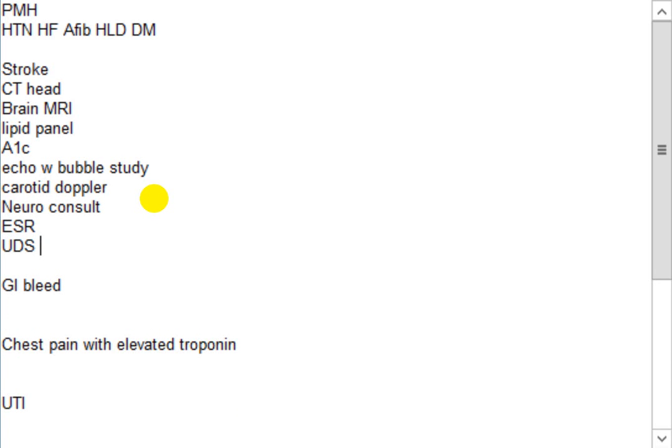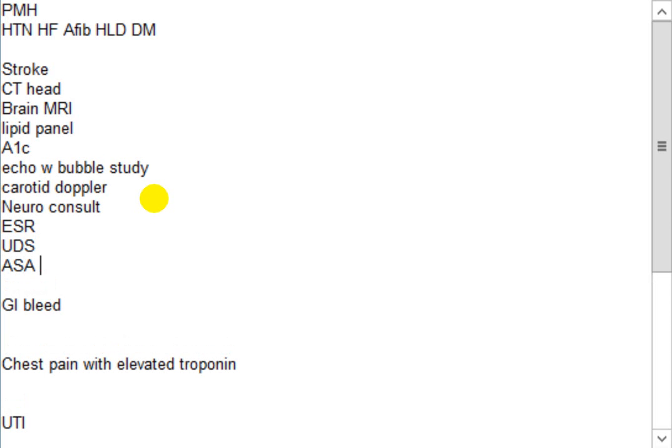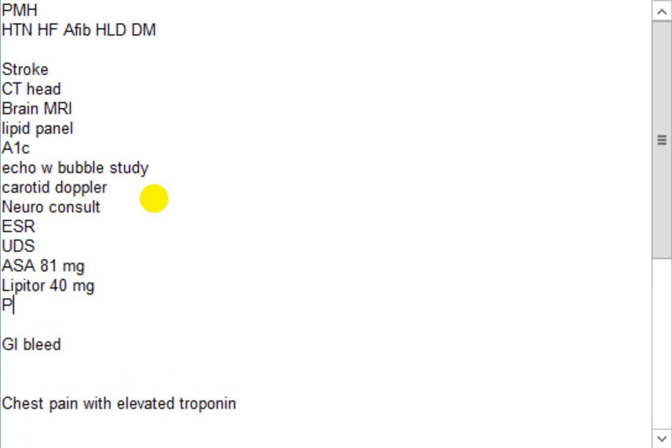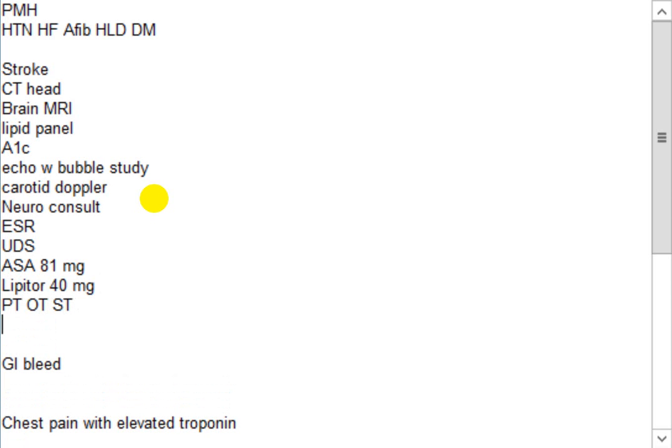And the common medications: if they're not on aspirin, then they need to be on aspirin 81 milligram, Lipitor 40 milligram. So these are the common things in stroke, and it usually depends on their symptoms. Then we do PT, OT, and speech therapy. PT and OT evaluate if they are able to go home or if they need some sort of rehab. Most people may need rehab to get them stronger. So our goal for stroke is to prevent the next stroke. So that's kind of a summary.